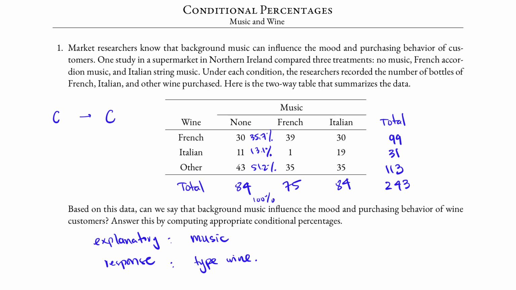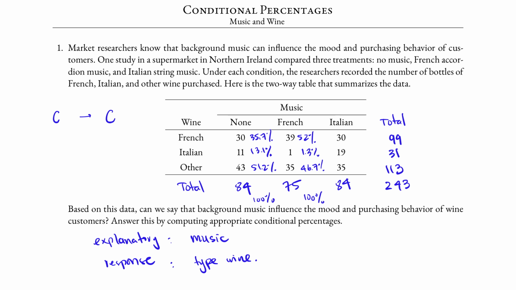Similarly, for the second column, where the French accordion music is played in the background, we compute the column percentages by taking each number in each cell divided by the total in the column. 39 divided by 75 is 52%. 1 divided by 75 is 1.3%. And 35 divided by 75 is 46.7%. And again, the total should add up equal to 100%.